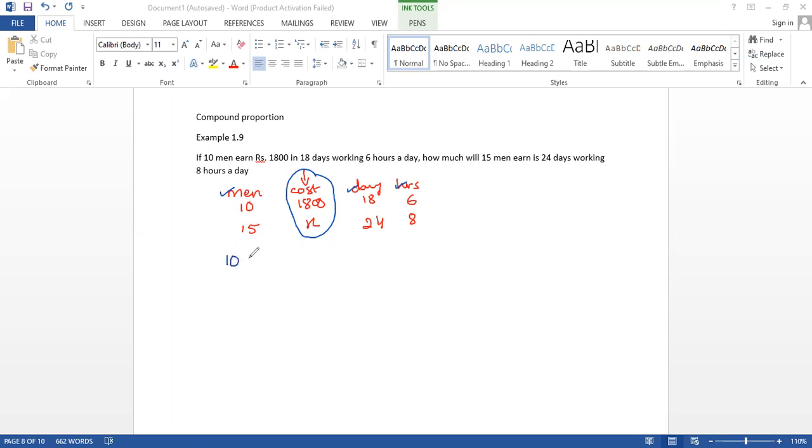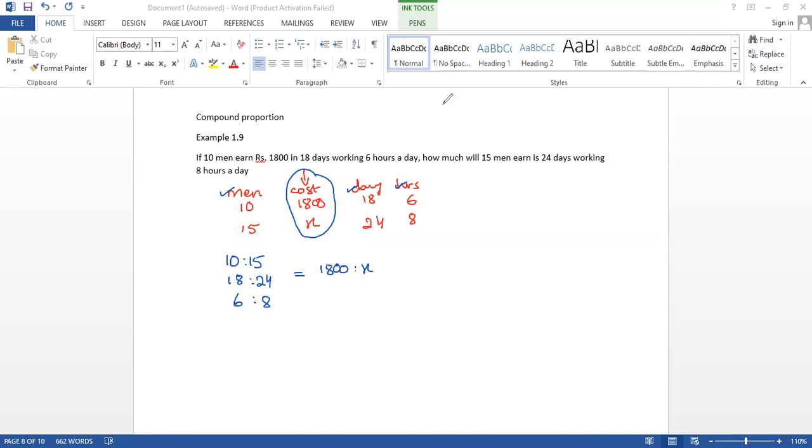So that means 10 is to 15. Then we have 18 is to 24. And then we have 6 is to 8. So all of the variables, I've written them together. And now the variable that had x, I'll write it on the other side. This is 1800 is to x. Now you see I did not flip anything over here because all of it were directly proportional.